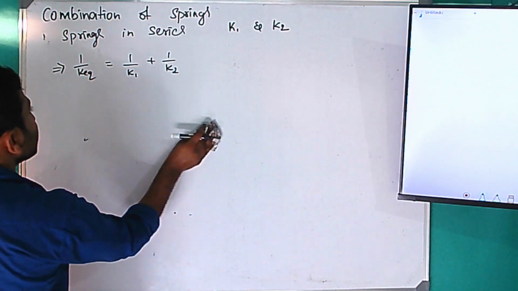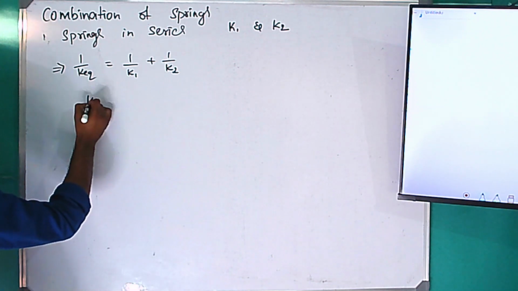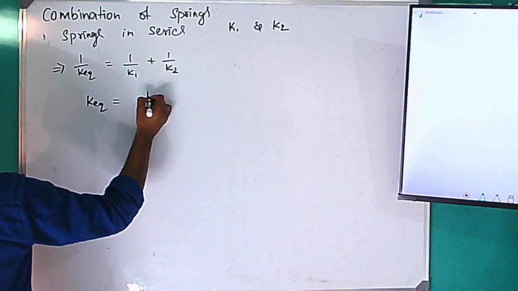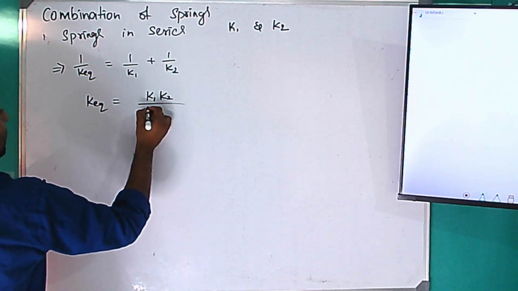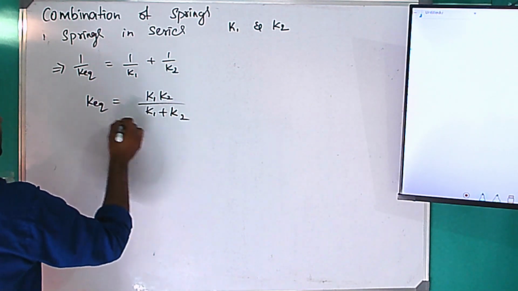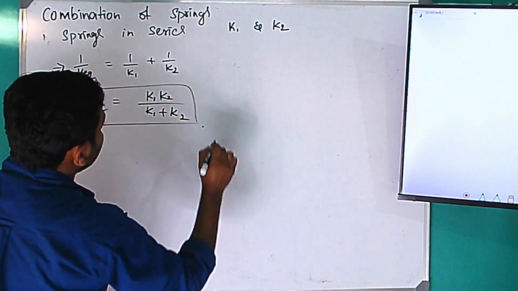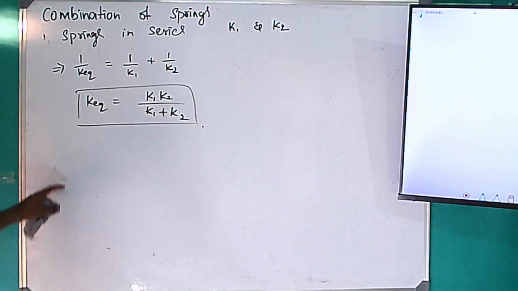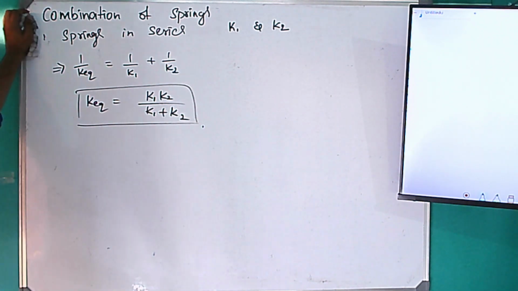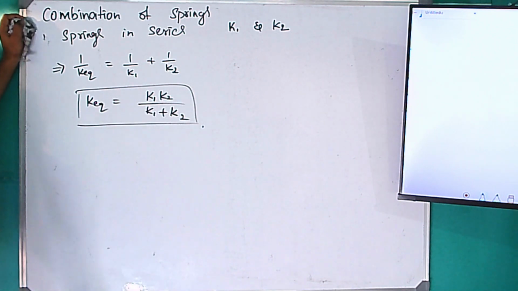So let me erase this. I will come here. So K equivalent is equal to K1 K2 divided by K1 plus K2. That is the equivalent spring constant of the combination of springs when they are connected in series. How many springs? When 2 springs are connected, this equation is obeyed.